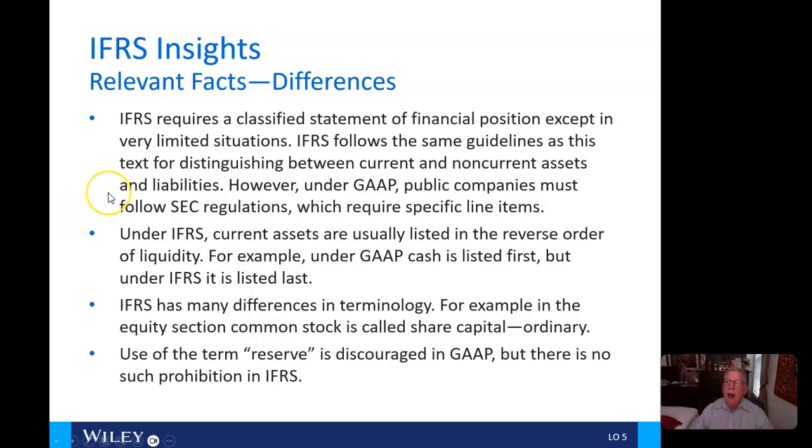Now, differences. The IFRS requires classified statement of financial position, except in very limited situations. They follow the same guidelines as this text for distinguishing between current and non-current assets and liabilities. However, under GAAP, public companies must follow SEC regulations, which require specific line items. Under IFRS, current assets are usually listed in the reverse order of liquidity. Very different, because under GAAP, cash, the most liquid asset, is listed first, and under IFRS, it's listed last.